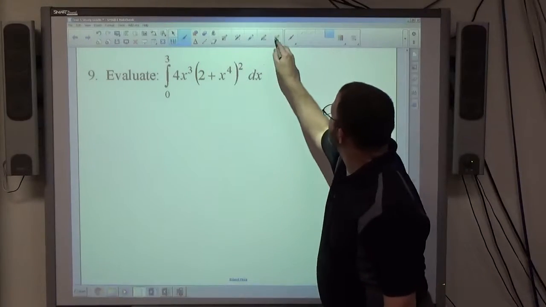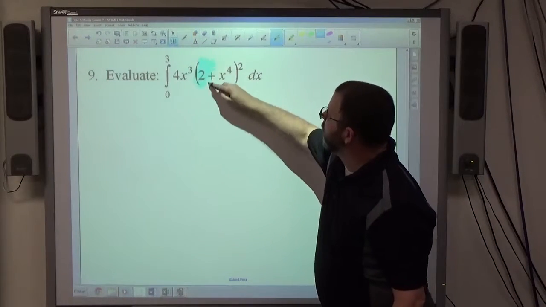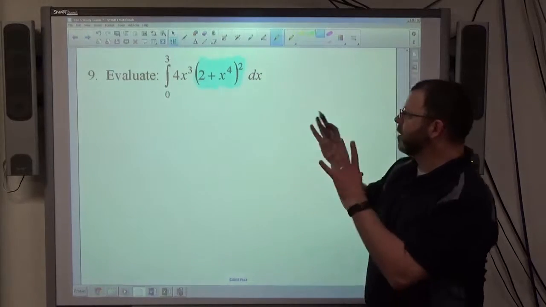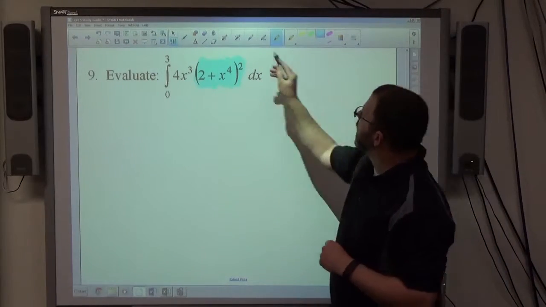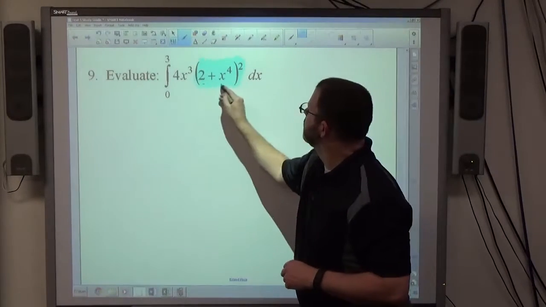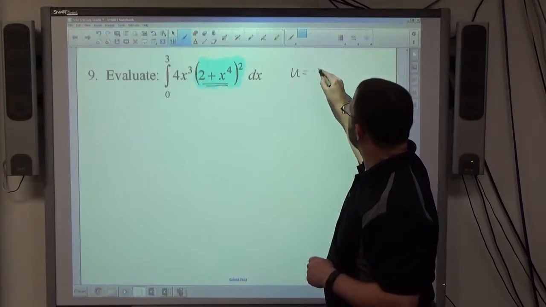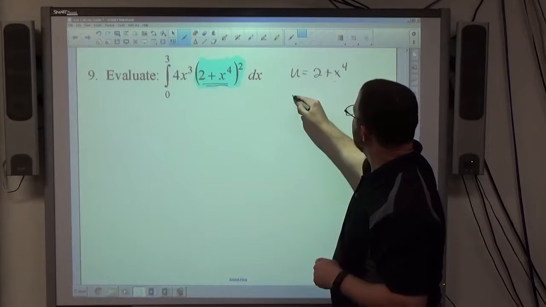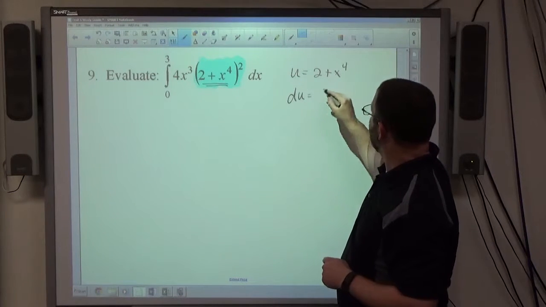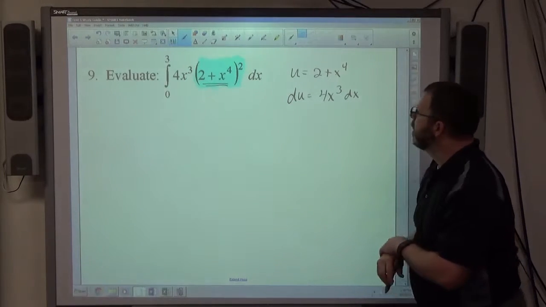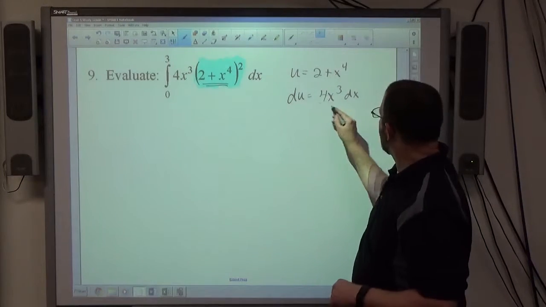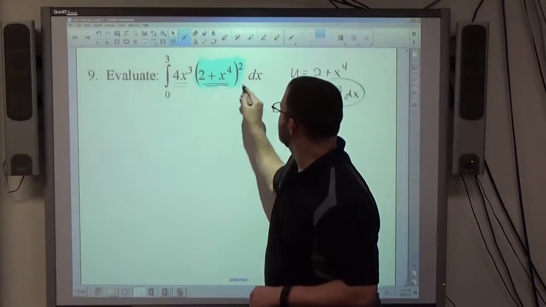I see it's a power structure. Again, when I'm using U-substitution, I don't look at the whole problem. I look at the piece of the problem that looks like one of those nice structures I know how to integrate, and I make the argument of that structure u. So u is going to equal 2 plus x to the 4th. du is going to be the derivative, which is 4x cubed dx. We do the differential. And if you notice, 4x cubed dx is right there.